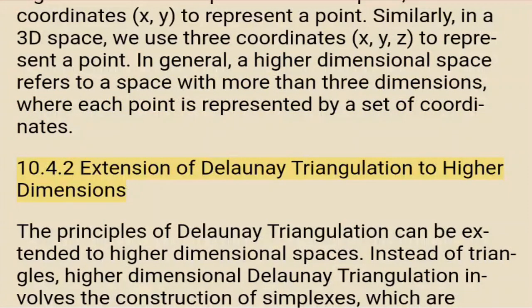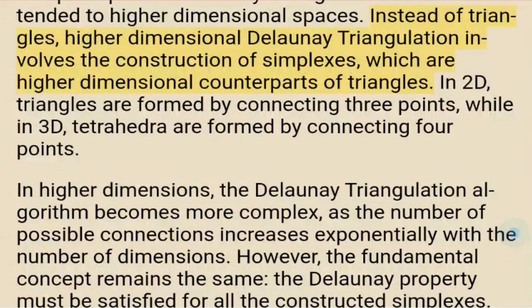10.4.2 Extension of Delaunay triangulation to higher dimensions. The principles of Delaunay triangulation can be extended to higher dimensional spaces. Instead of triangles, higher dimensional Delaunay triangulation involves the construction of simplexes, which are higher dimensional counterparts of triangles. In 2D, triangles are formed by connecting 3 points, while in 3D, tetrahedra are formed by connecting 4 points. In higher dimensions, the Delaunay triangulation algorithm becomes more complex, as the number of possible connections increases exponentially with the number of dimensions.